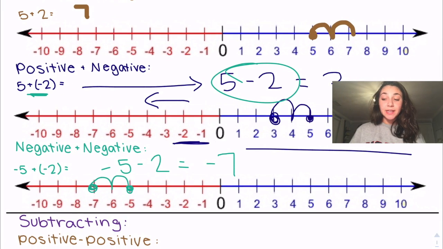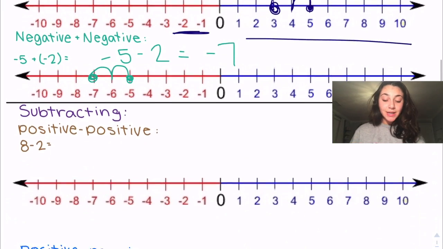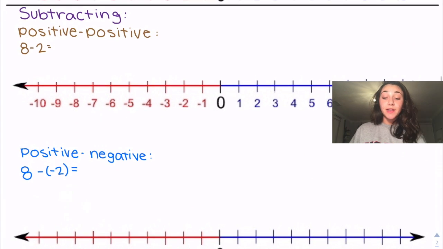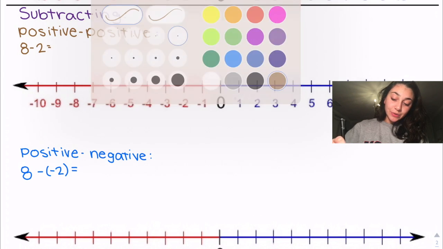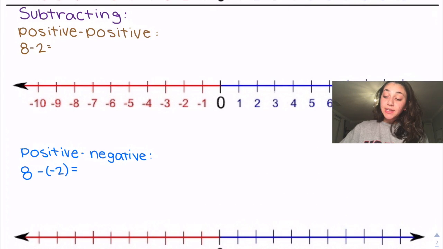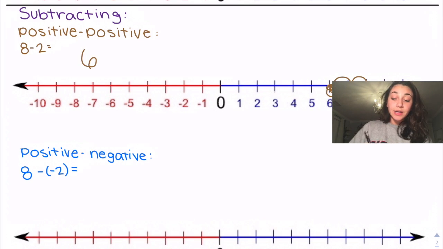Now this is where things get more confusing: subtracting positive and negative numbers. The first thing we're going to do is subtract two positive numbers like we've always done. 8 minus 2. I'm going to switch my color here to brown. We're going to start at 8 and we are going to go left 2 on the number line. So 1, 2, and 8 minus 2 is 6. There we go, subtracting two positive numbers.